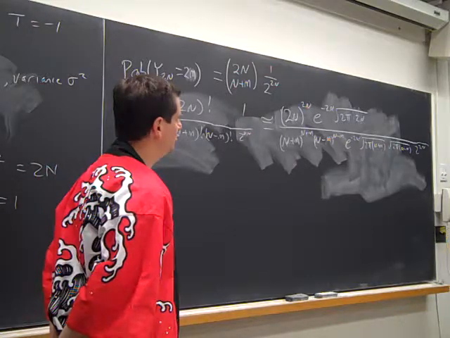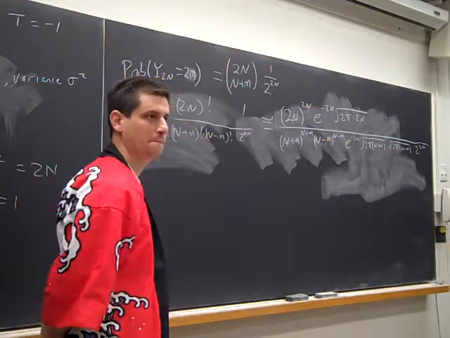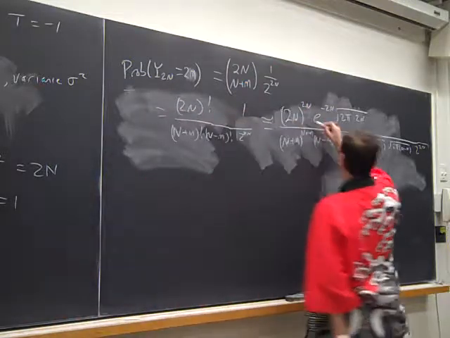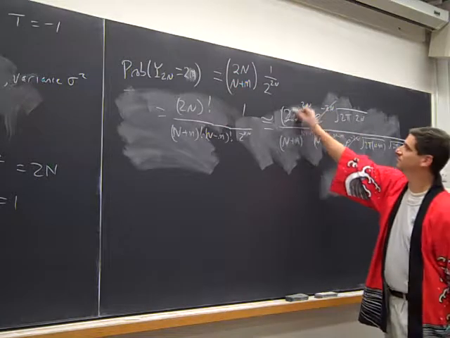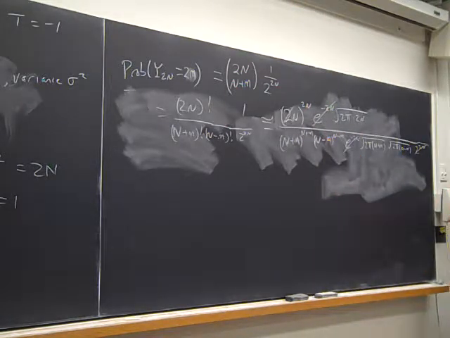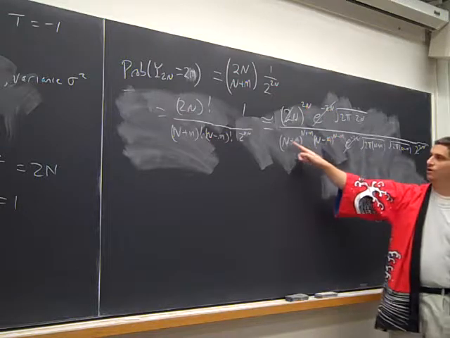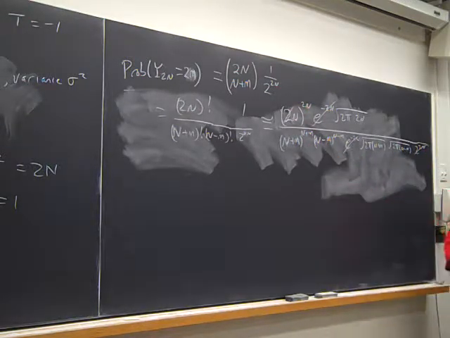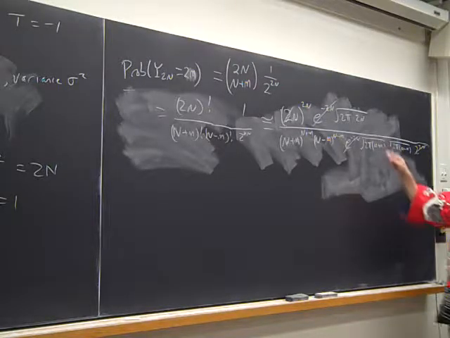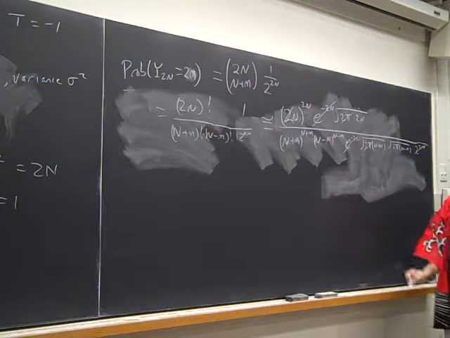There's some cancellations we can do. What's an obvious cancellation? E to the minus 2n. Yeah, the e to the minus 2n is quickly canceled. Anything else? Can you cancel the 2 to the 2n? Yeah, I have a 2 to the 2n and a 2 to the 2n. Those cancel. I can cancel the n to the 2n, if I pull an n out of here and an n out of here. Okay. And I can cancel some of the 2 pi's. I can cancel this 2 pi with a 2 pi down here.